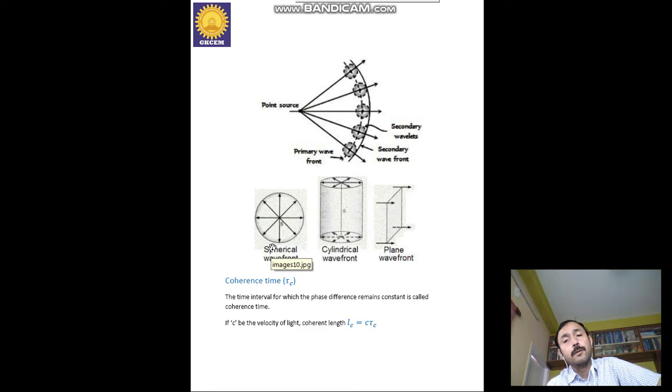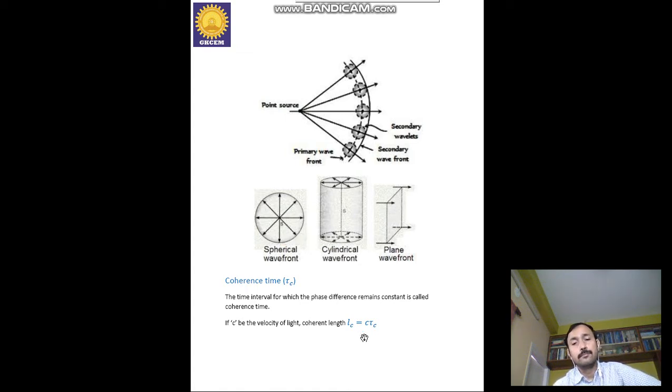Now wavefronts may be of different types: spherical wavefronts, cylindrical wavefronts, plane wavefronts. Suppose you have just switched on a torch. The torch is giving you light, and a cardboard is placed along the path of the torch. Then the light will fall on the cardboard. That light is the plane wavefront. Suppose a tube light is glowing, this is a cylindrical wavefront. If a small bulb is glowing, this is a spherical wavefront, going in all directions.